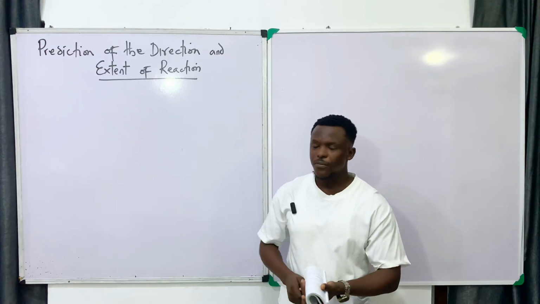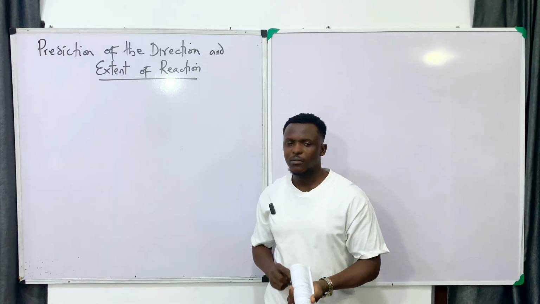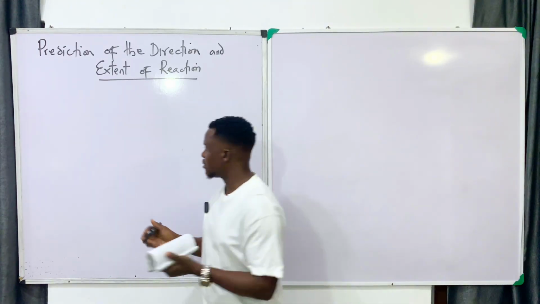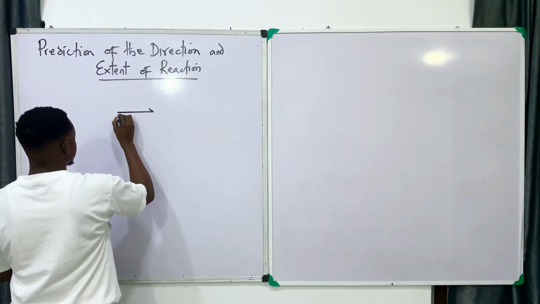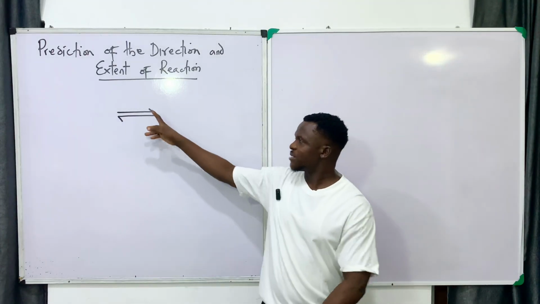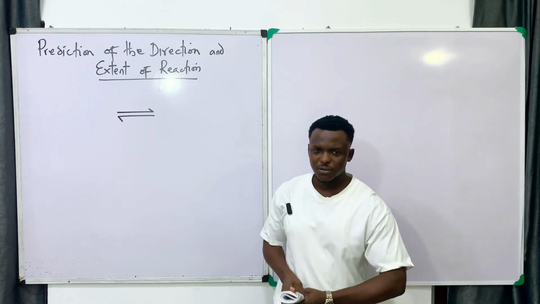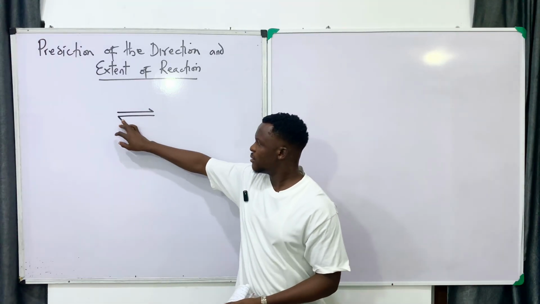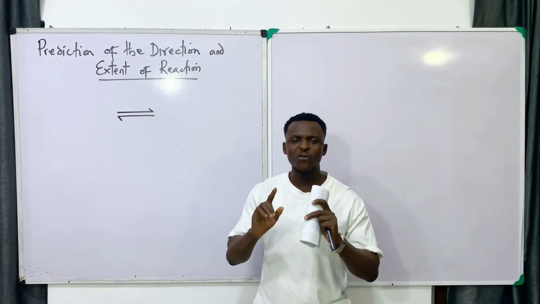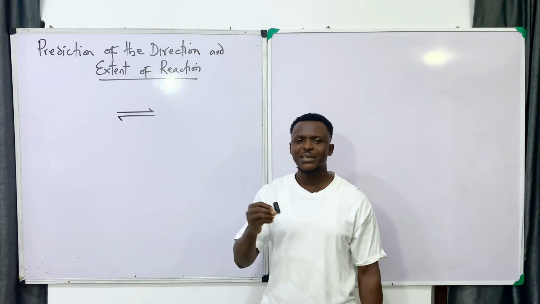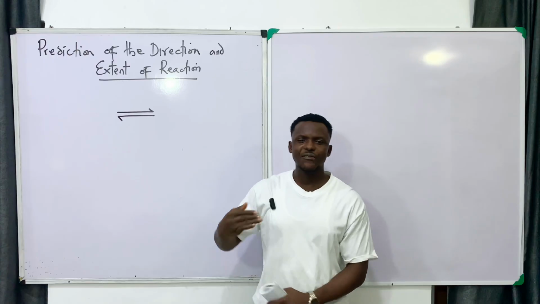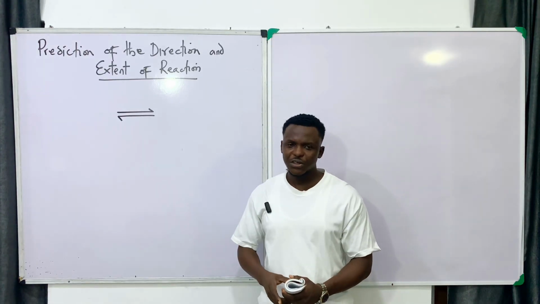If you can recall, when we talked about chemical equilibrium, I said one of the features of equilibrium is that a reaction is reversible. So this particular reaction simply means it is reversible. At a point in this reaction, the forward and the backward will move at the same speed. At that point, we say that reaction is at equilibrium. But before we attain that point, or after we must have attained that point, the reaction is not at equilibrium.